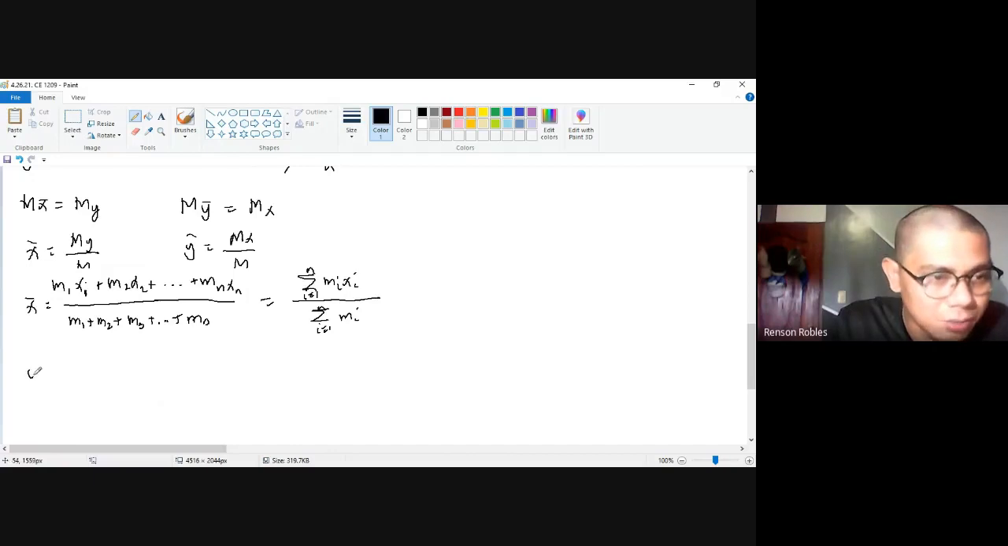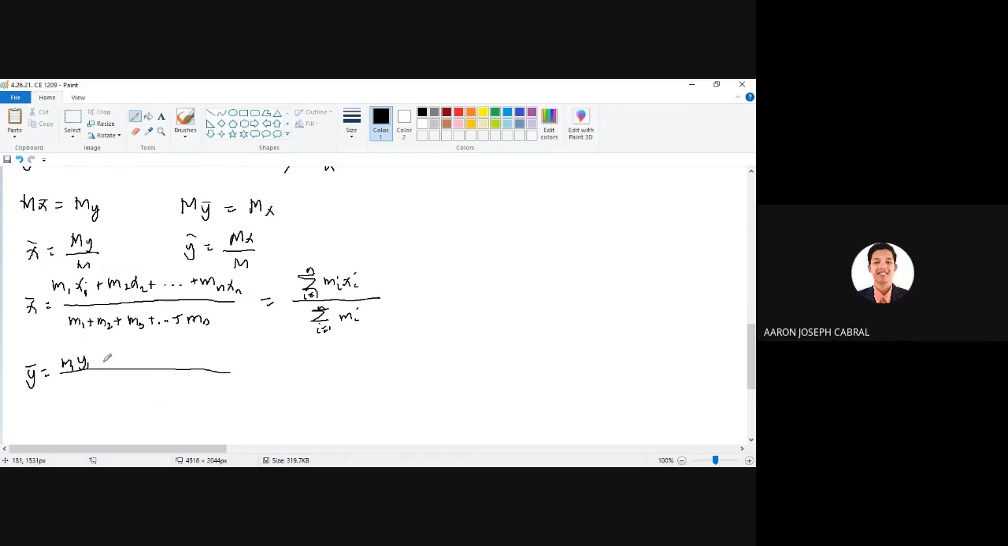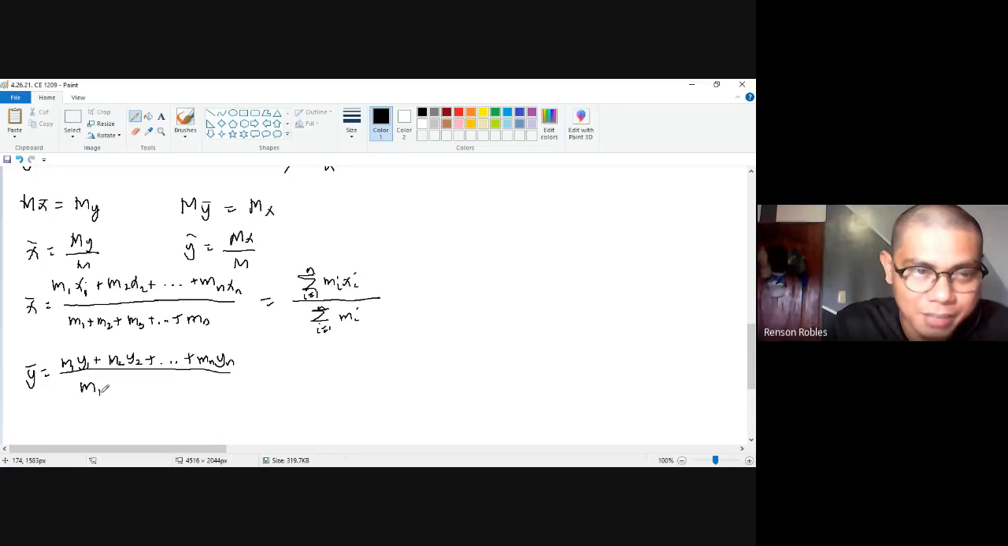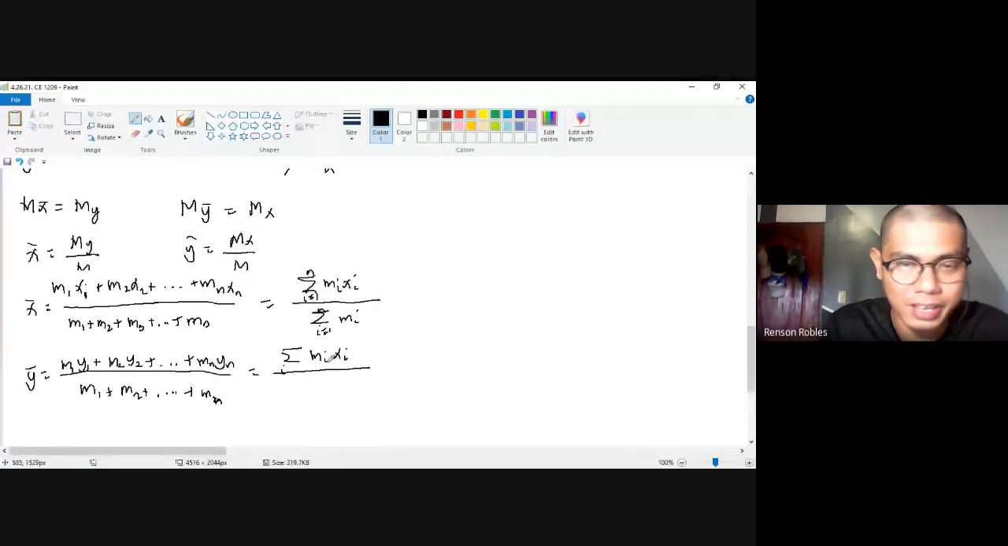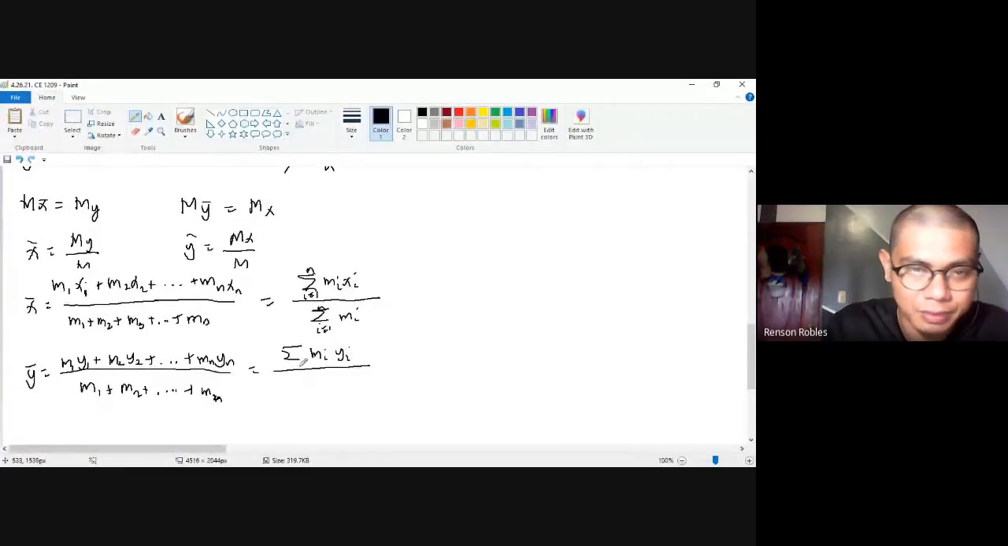With reference to this equation, how do you write the moment of y? Can I hear someone? M1 Y1 plus M2 Y2, running up to Mn Yn, sir. The denominator is the same. So y bar equals the summation of mi yi, where i runs from 1 to n, over the summation of mi, where i runs from 1 to n. I hope you're getting this right.